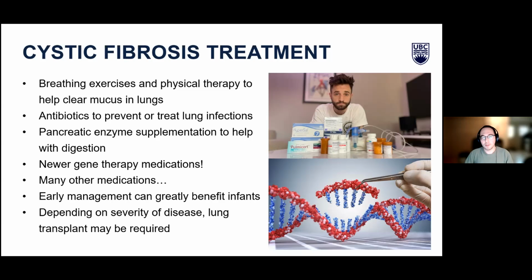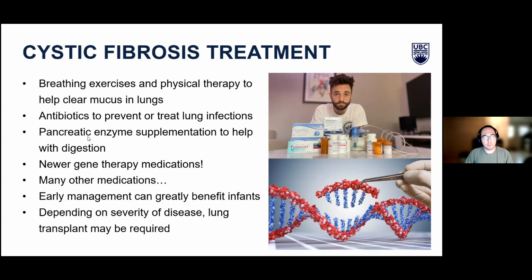In terms of treatment, there's quite a lot of different things that we can do to try to manage cystic fibrosis. Early on, we can start doing breathing exercises and physical therapy for the newborn child, and this will try to help clear that mucus from the lungs, which will help with breathing and, of course, trying to prevent recurrent lung infections. As well, we can provide them with antibiotics to prevent or treat the recurrent lung infections.